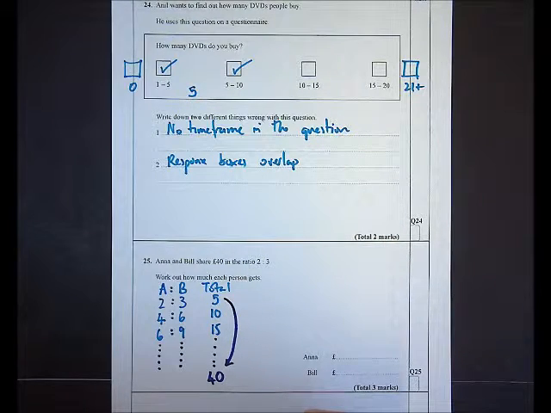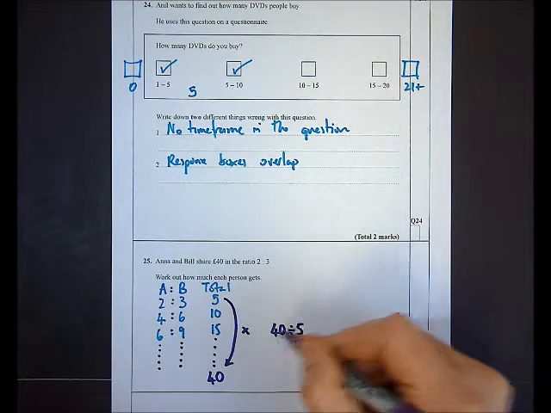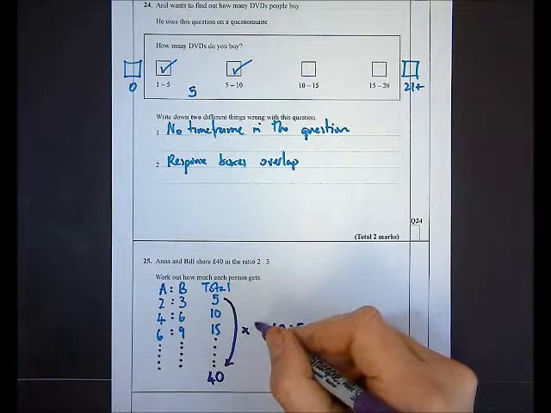How is that going to happen? Well, it's going to be some multiplier. To work out what I'm multiplying by, I can do 40 divided by 5, and that'll tell me how many 5s go into 40, and that is 8. So I need to multiply by 8.